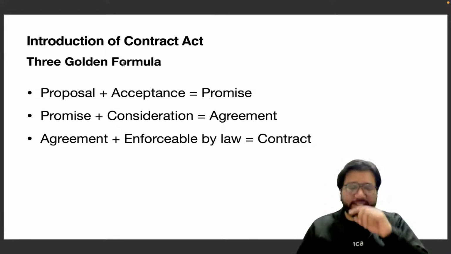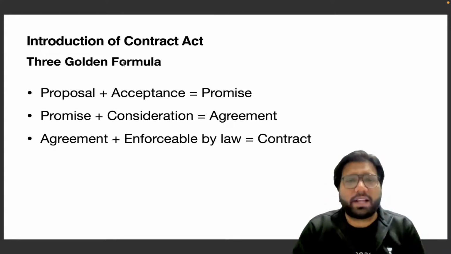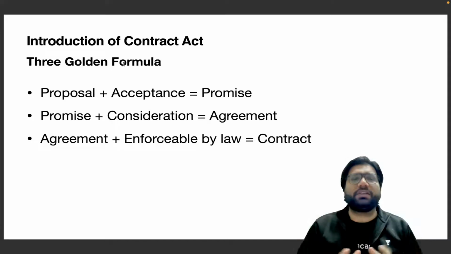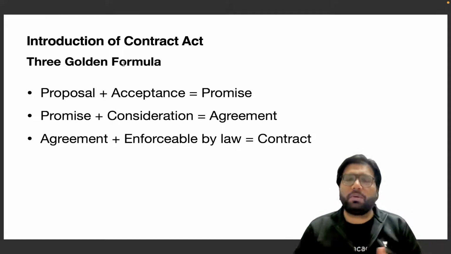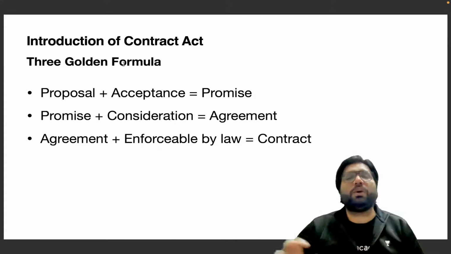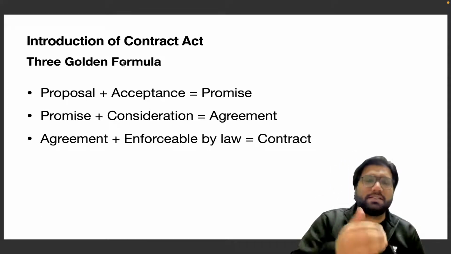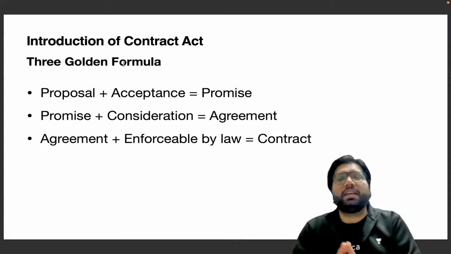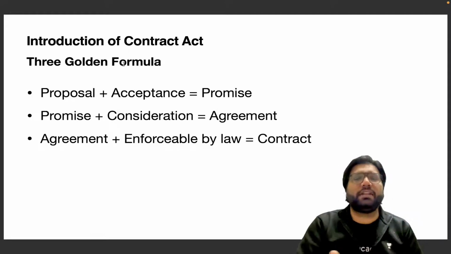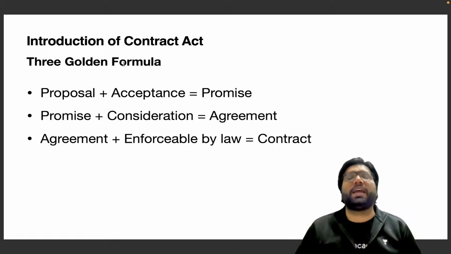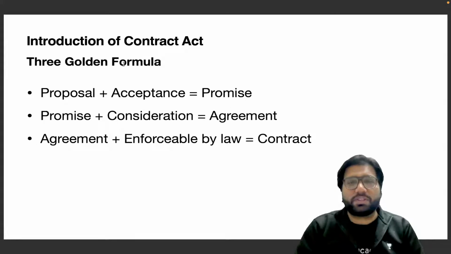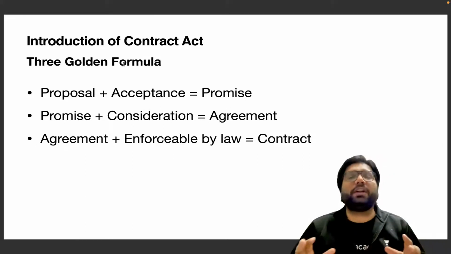So students, this is our second class on Indian Contract Act. We are already done with the basic introduction, the 3 golden formulas, how one can reach a valid contract. The whole story starts from proposal, then acceptance, finally came to promise, and after adding the consideration part, that becomes agreement, and finally, because of section number 10, it becomes a valid contract.